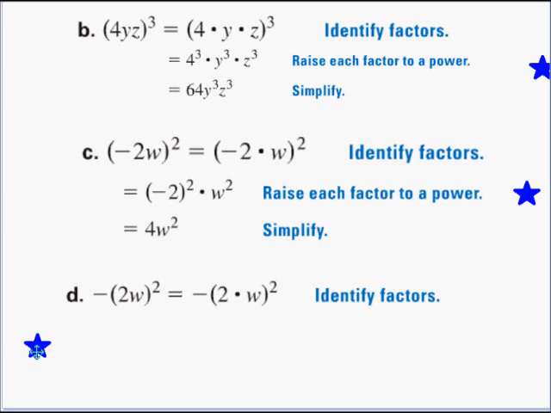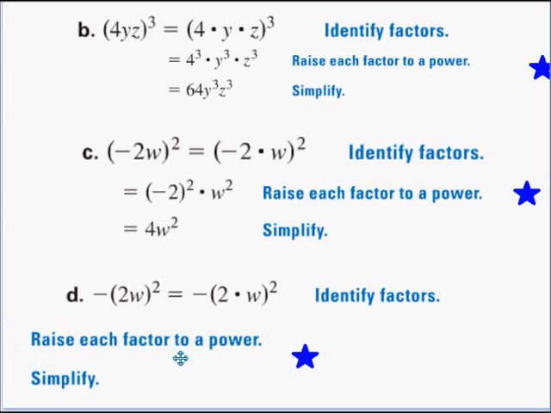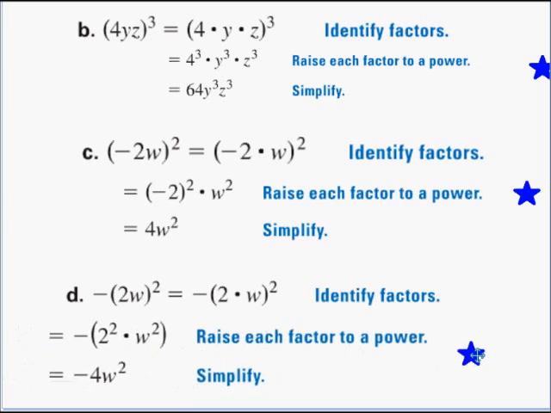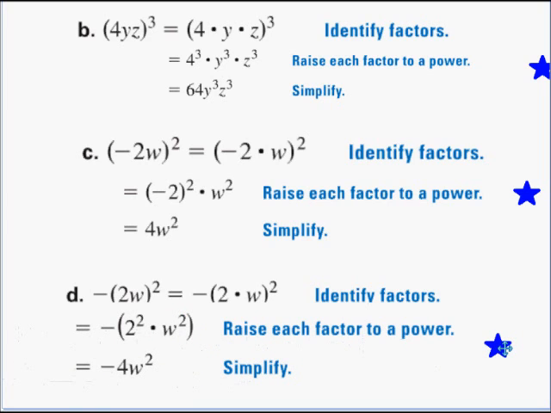And I think we have time for one more. This time, notice the negative symbol is outside the parentheses. So we have 2w in the parentheses squared. That would equal the negative or opposite of the quantity 2 times w, and that is squared. So we want to raise each factor to a power and then simplify. So when you do that, you would have 2 squared times w squared, and the opposite of that value, so that would give you negative 4w squared.